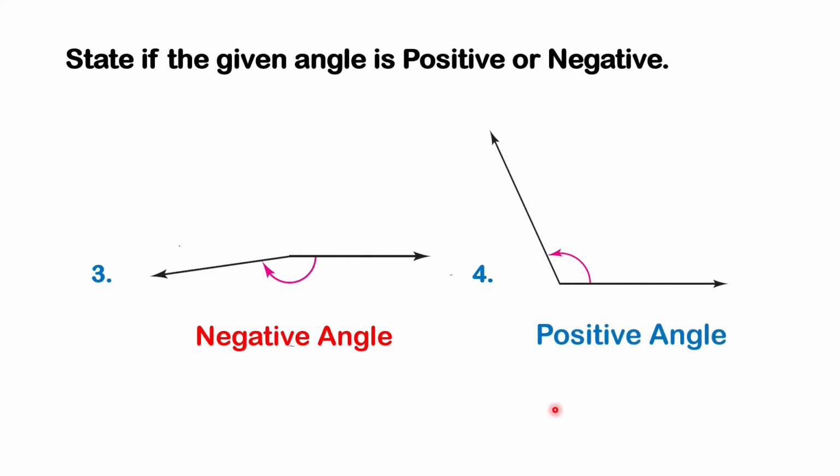So that's very simple on how to determine if the given angle is positive or negative. What we will do is look into the direction of the rotation. If the direction of the rotation is counterclockwise, then the angle formed is positive. If the direction of the rotation is clockwise, then the angle formed is negative.